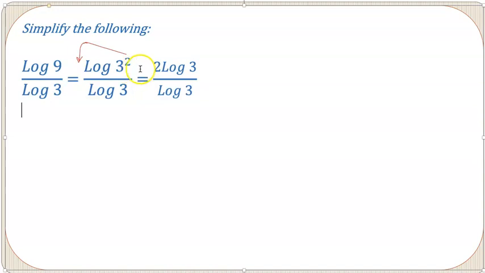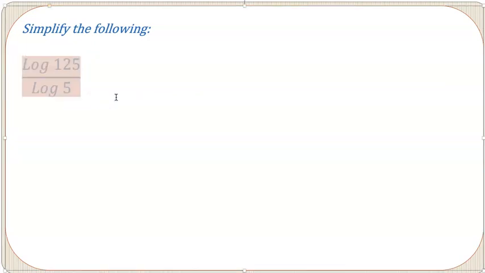Now we have 2 log 3 over log 3. You should see that log 3 here cancels log 3 here, which leaves us with just 2. So this one is 2. Now the calculator would also give you 2, but we wanted to practice using the rules. Alright, so let's look at another one.